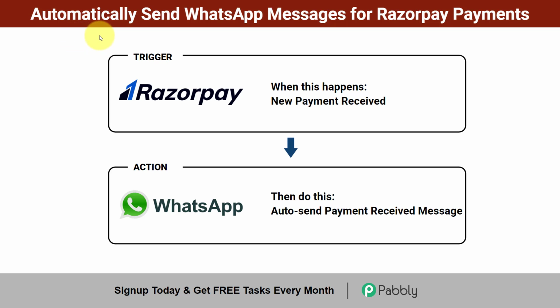In this video, I'll show you how to automatically send WhatsApp messages for Razer Pay payments. So the idea here is you're selling something via Razer Pay payment gateway, and as soon as a new payment is received in your account, we are going to automatically send a payment received message to the same customer who has just made a payment. Yes, it is possible. You can start sending the payment confirmation messages on WhatsApp of the customer without doing anything manually. So if you also want to set this automation for yourself, come with me and I'll show you the whole process step by step.